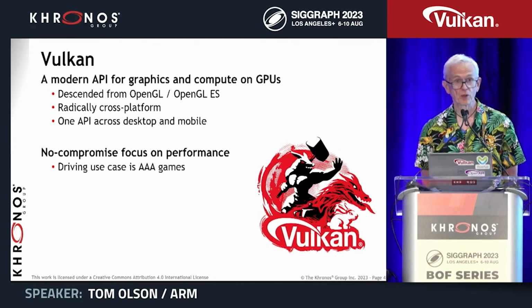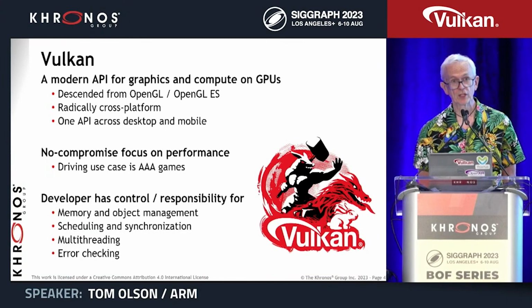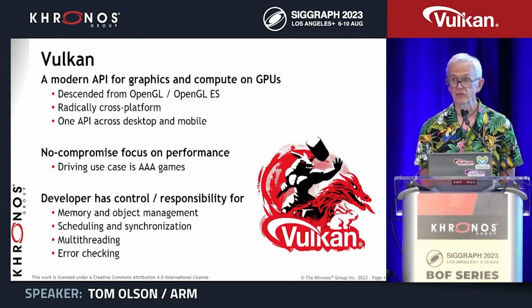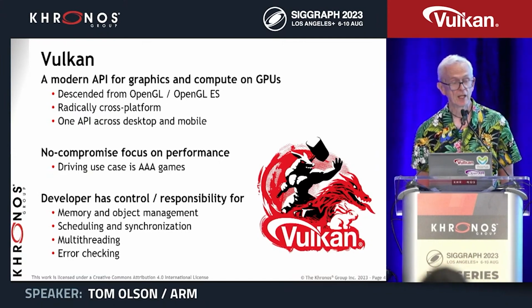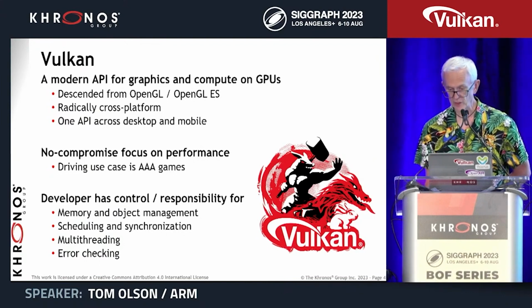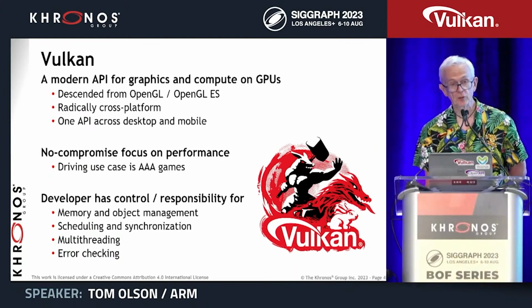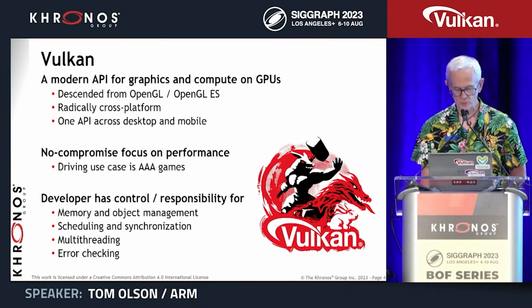Vulkan prioritizes performance over almost everything else, certainly including ease of use. It does that because that's what its core constituency, AAA game developers, asked for, and their needs were primary in the design. A result of this philosophy is that Vulkan makes the programmer responsible for a ton of stuff that the API used to do for you in the old days. That includes object and memory management, synchronization, thread management, and even error checking. It demands a lot of the programmer, but it gives you in return the opportunity, though not a guarantee, of the best possible performance.